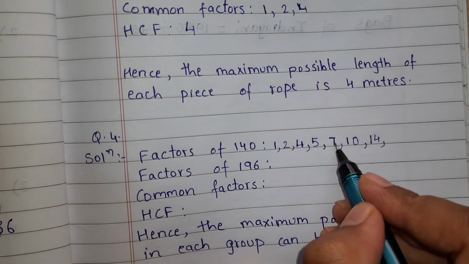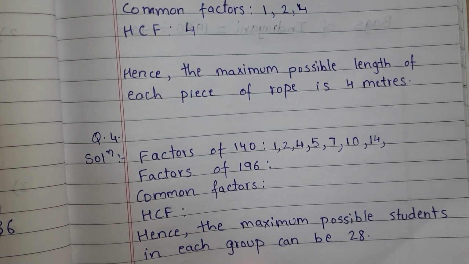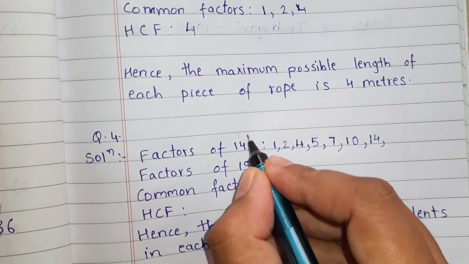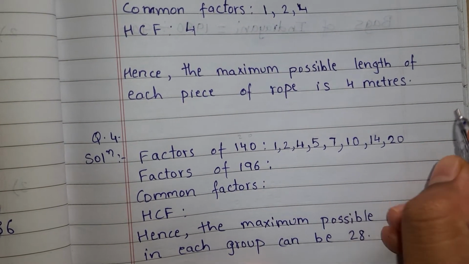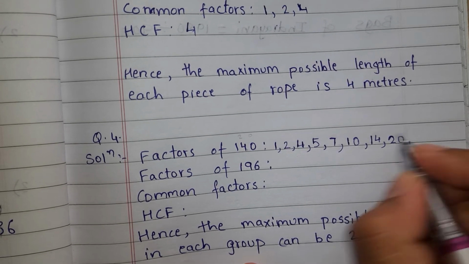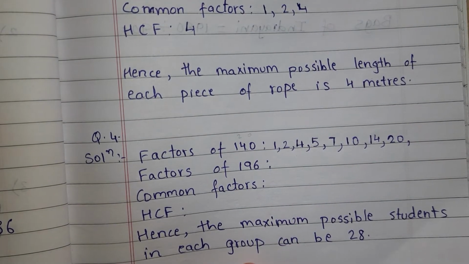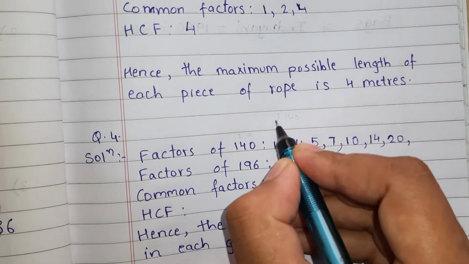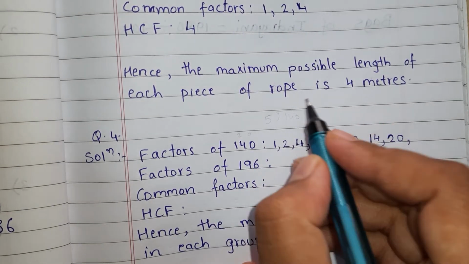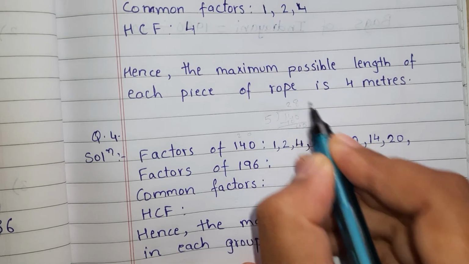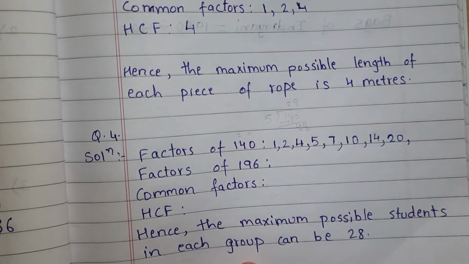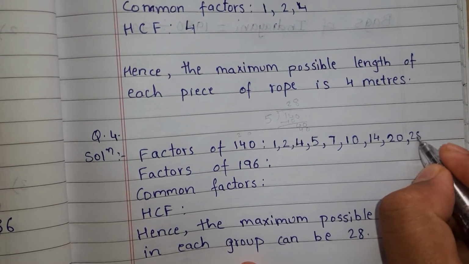14 10s are 140. 7 into what? 7 2s are 14, 7 0s are 0. So 20 is a factor. Then find a pair for 5. 140 divided by 5. 5 2s are 10. 5 8s are 40. Means 28 is also a factor.